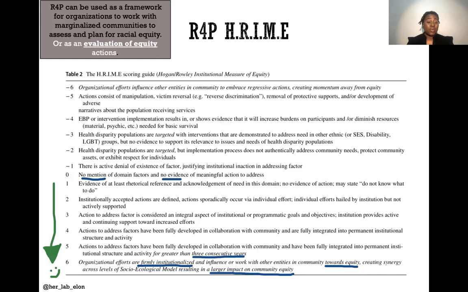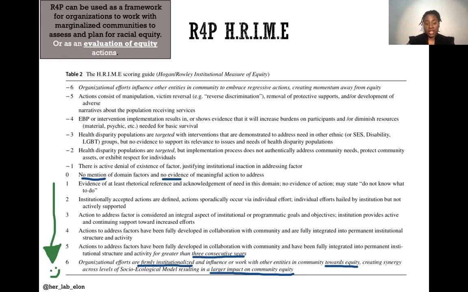And then when you start to get to 3 and up, actually moving beyond referencing them and accepting them into creating action. So moving from acceptance to action around those factors. And then as you get further up the scale to 6, you're talking about taking that action and institutionalizing it, embedding it within the way that organization, that institution, that policy is actually operating. And then getting into sustainability when we talk about 3 consecutive years or more, and incorporating the community as well.